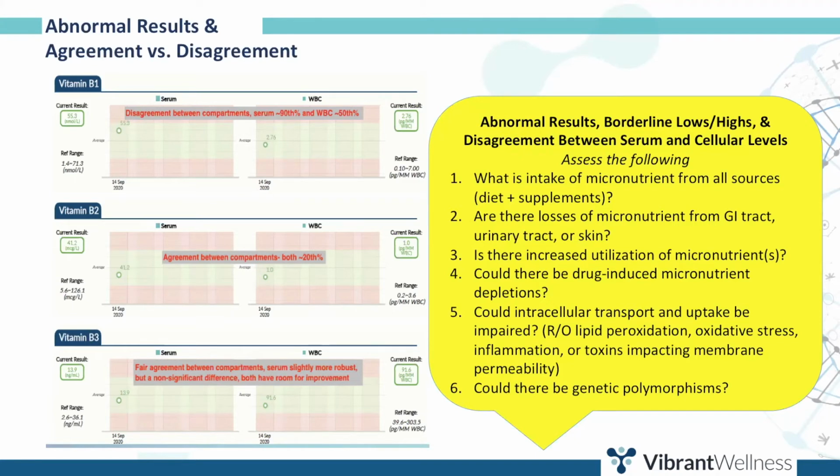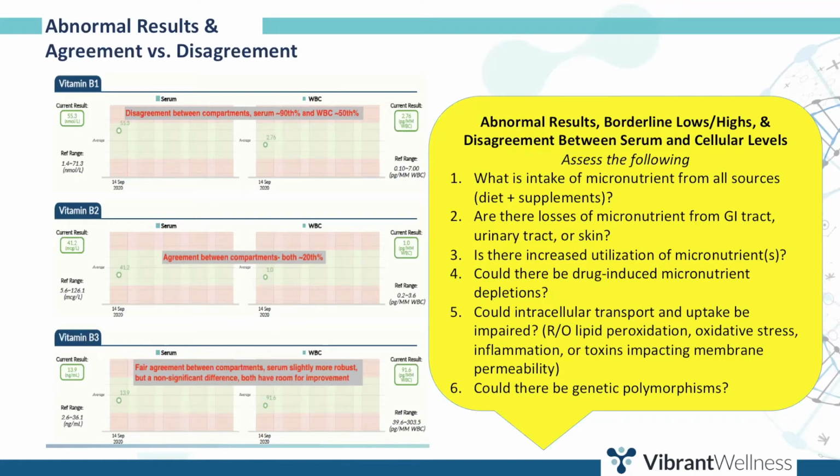So you always want to understand, what is the intake of the micronutrient from all sources? Are there losses of the micronutrient from the GI tract, urine, or skin? Is there a reason you might have increased utilization of micronutrients? Are you an athlete? I know you had an excellent presentation earlier today on athletes and nutrition, so I won't get too much into that, but maybe they have increased utilization of their B vitamins or their antioxidants because they just did a half marathon on the weekend. You look at the date of service, it was a Wednesday, and the weekend before, they did a half marathon, and you see all of their B vitamins are depleted, their antioxidants are depleted. It makes sense.